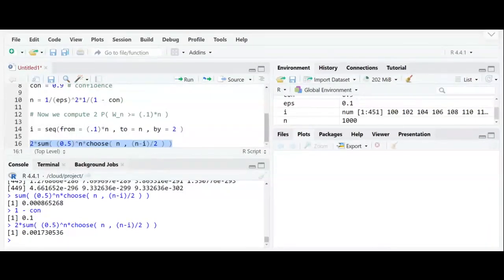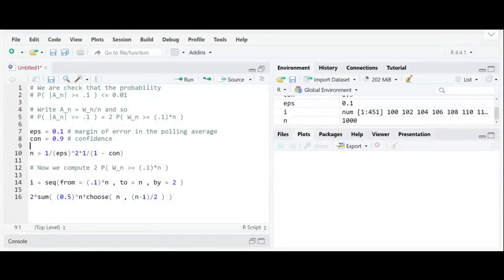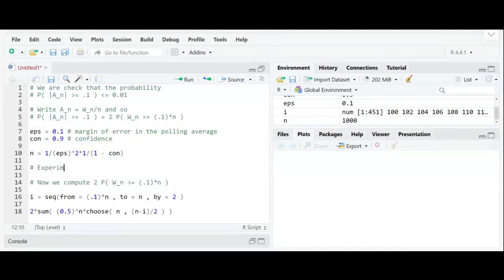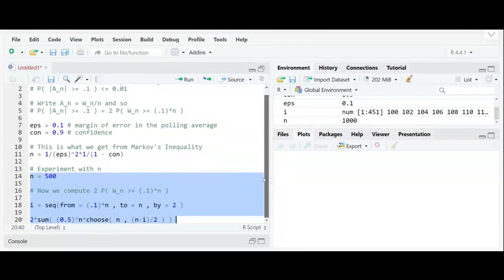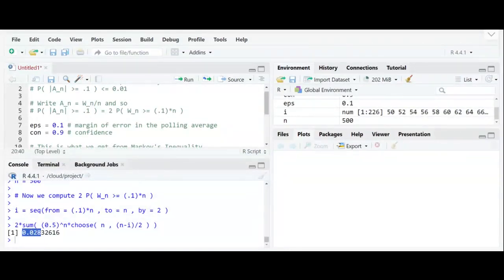So it appears that there's no need for you to use 1,000. So in this case we're using, so what is our n? Our n is 1,000. It looks like 1,000 is too big to use. Let's make the n smaller. Let's experiment with n. So this is what we get from Markov's inequality. But let's experiment. Can we use 500? Let's just see. Can we get away with 500?